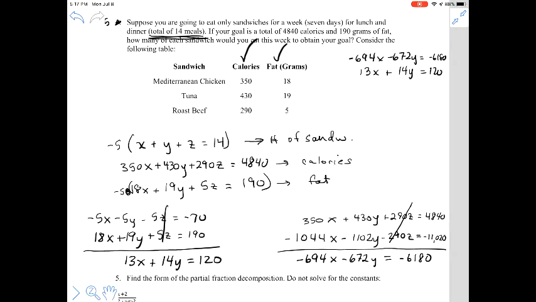So you're going to want to do elimination again, right? Multiply the top equation by 48. And which variable is that going to eliminate? y. That's going to eliminate y? Okay.